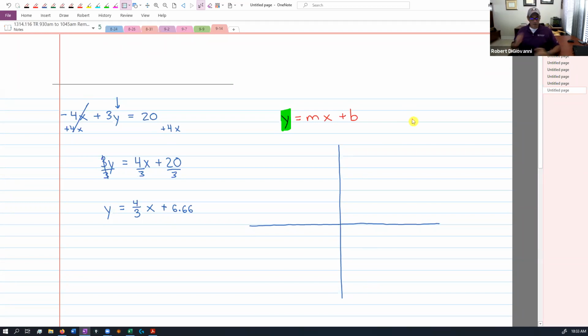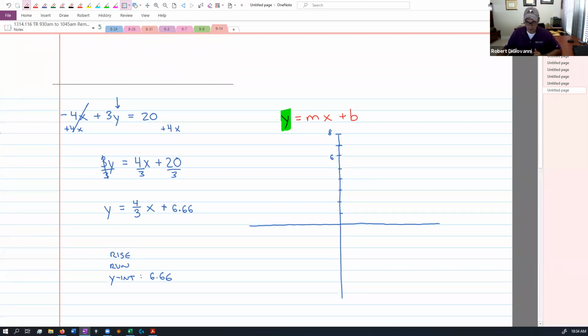Okay, here we go. So I'm going to try this. The y-intercept, right? I have a rise, I have a run, and I have a y-intercept. The y-intercept is 6.66. That's kind of weird. 1, 2, 3, 4, 5, 6, 7, 8. Here's 6. 6.6 is like, you're going to have to eyeball this. It's not going to be perfect.